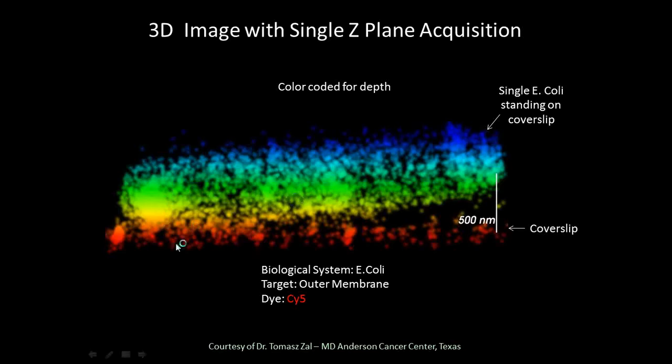The nice thing about it is you can see dye on the cover slip, and you can also see the E. coli bacteria standing up on the cover slip. And this has been color-coded for depth, where red is the bottom and then blue moving away from the cover slip. And this was courtesy of Dr. Thomas Zell from the MD Anderson Cancer Center in Texas.